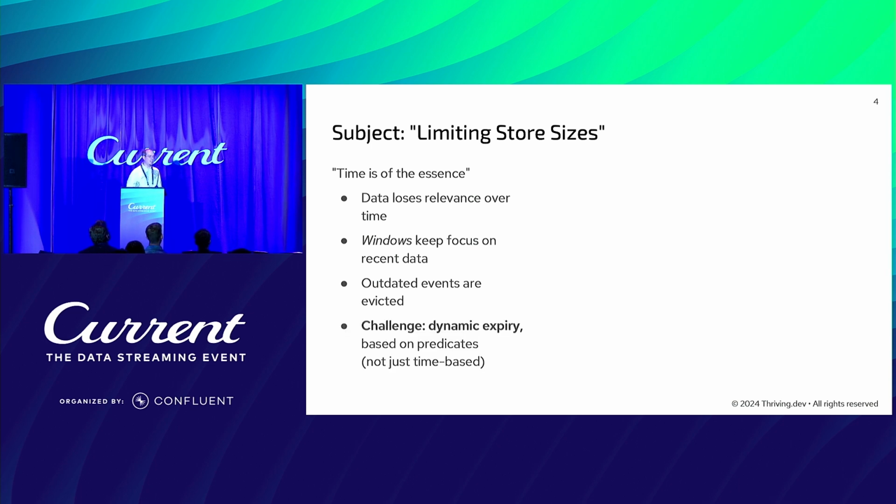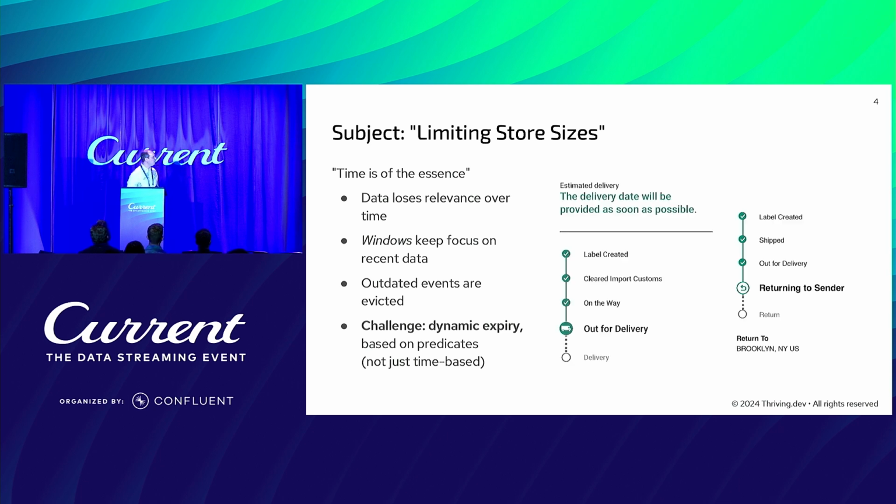But here's the challenge. Many use cases have dynamic expiry requirements on data, so it's based on predicates and not just based on time. An example where you can use windowing is in analytics, or if you have meter readings of temperature and you want an average temperature over 1 hour. You can work with everything out of the box using session windows, hopping windows, and tumbling windows.